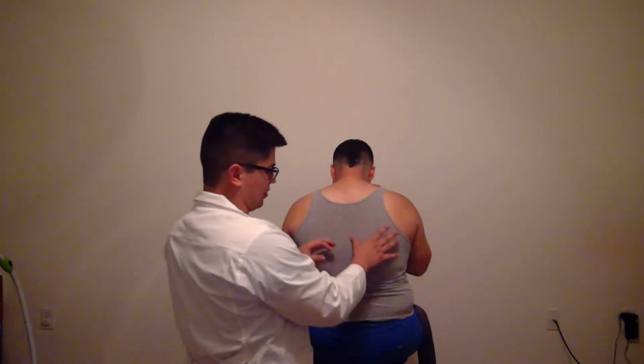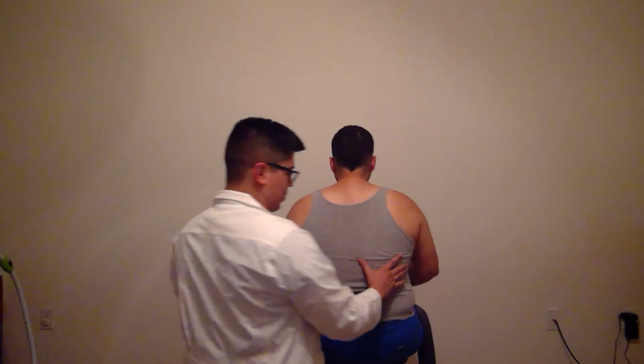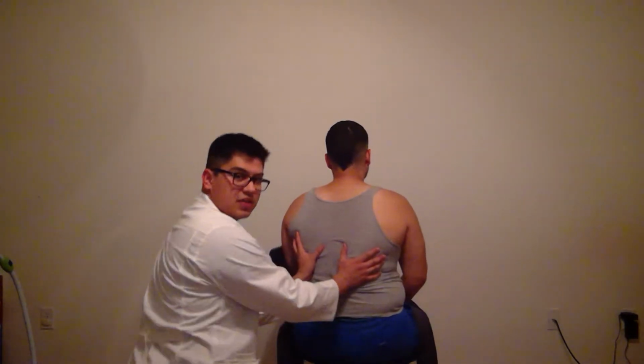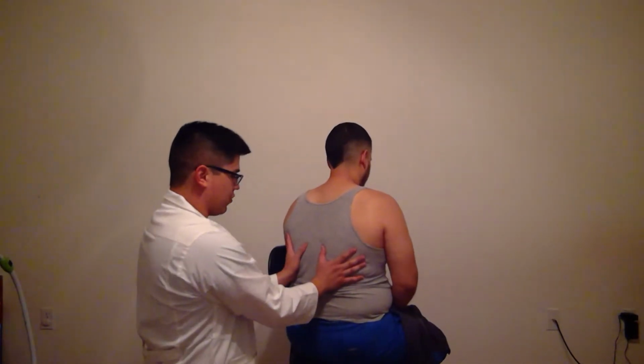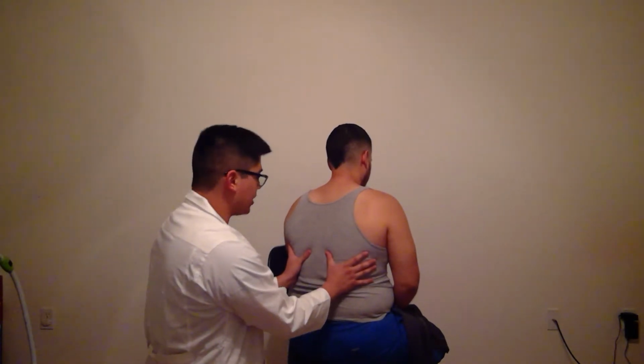Now we're going to do chest excursion. So we're going to go around the 10th rib. We're going to put both of our hands in this motion, and you can see it like this better. Both of our hands, and we're going to check for chest excursion. We're going to put both hands in the middle.